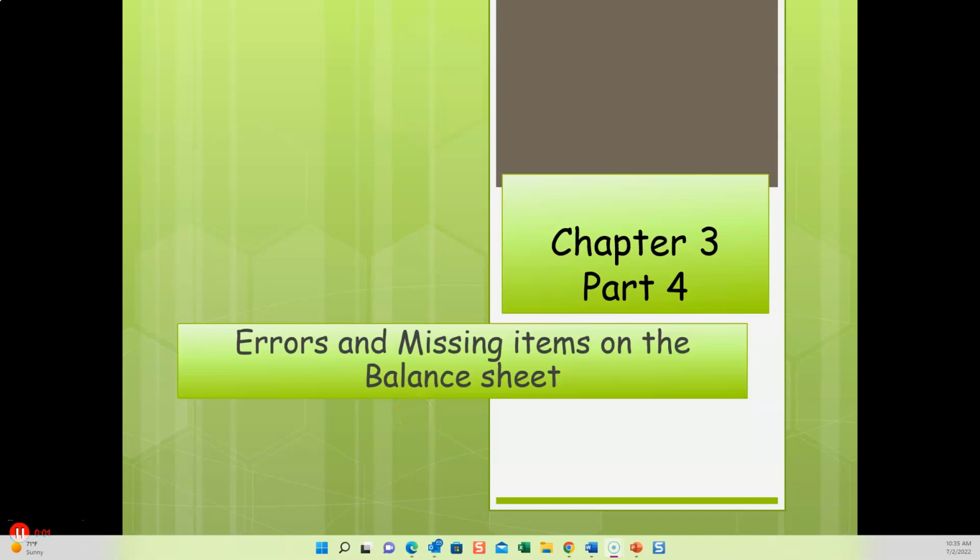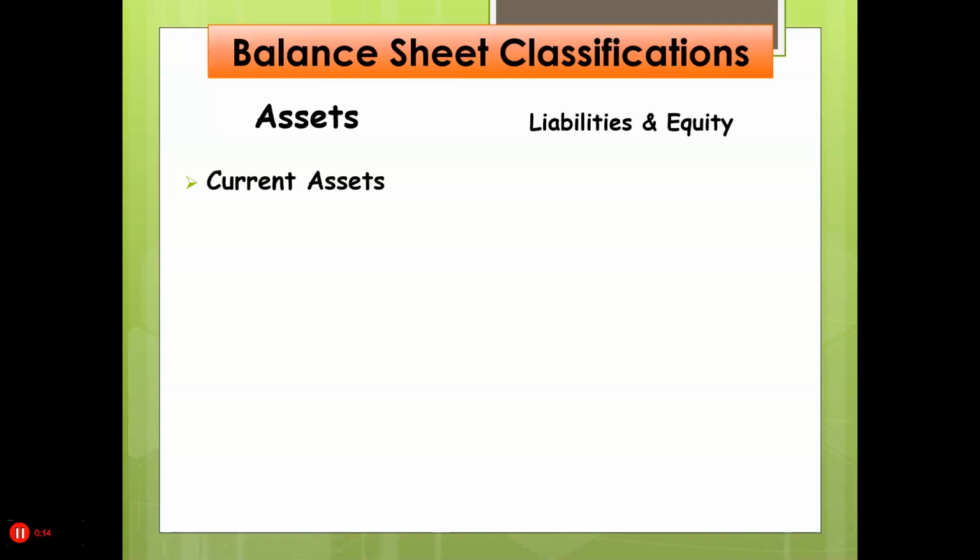Chapter 3, Part 4, we're going to look at how you solve when you have errors and missing items on the balance sheet. This is similar, I believe, to one of your homework problems. So I'm going to show you how I do it. You may do it your own way, as long as we all get the same answer, that's fine.